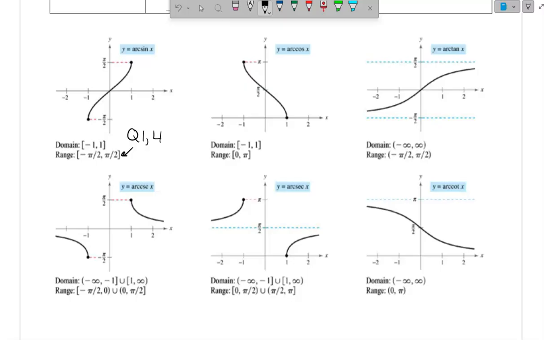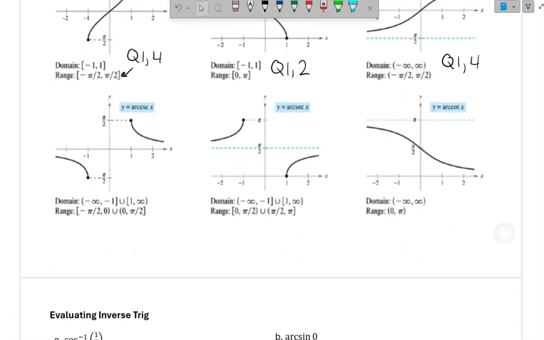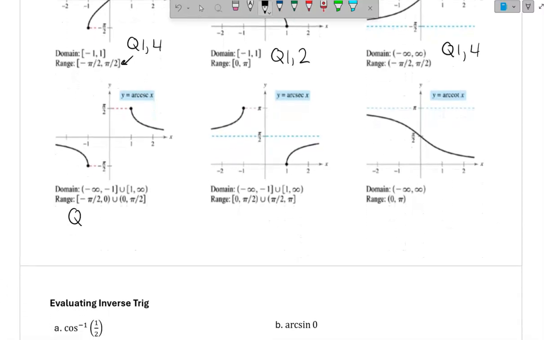Look at the other functions here; using the same logic that I showed you, we could derive this. For the arccosine function, we are going to restrict it to quadrants 1 and 2. For arctangent, it's going to be quadrants 1 and 4. And then moving down to our reciprocal trig functions, this is going to be restricted to quadrants 1 and 4, quadrants 1 and 2, and lastly quadrants 1 and 2 again.